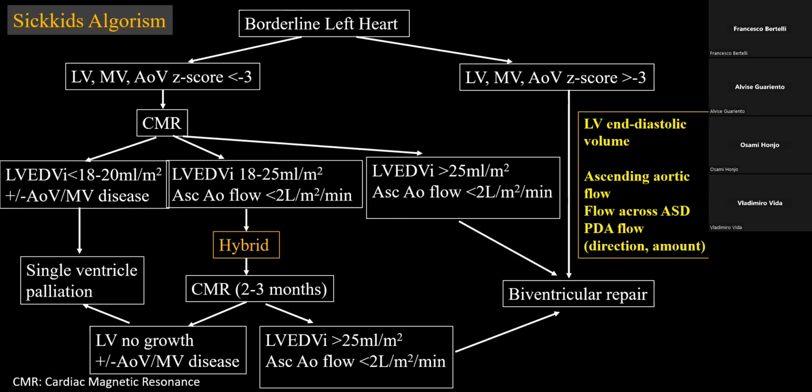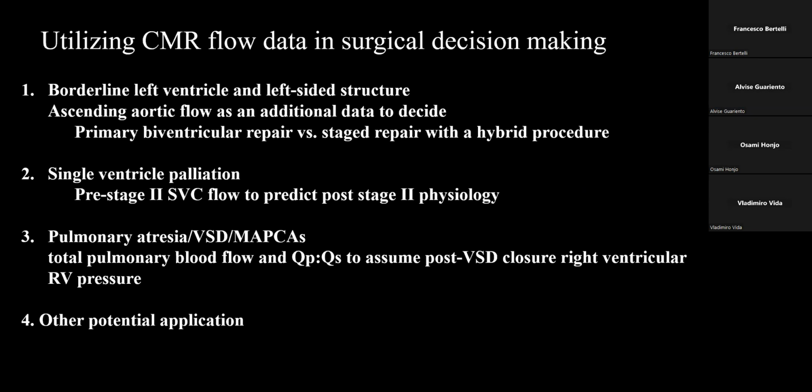So this is the first story. I'm just going to go back. So the first story is about borderline left ventricle, and then borderline left side structure in terms of decision making in a single ventricle versus two ventricles, primary versus staged repair.